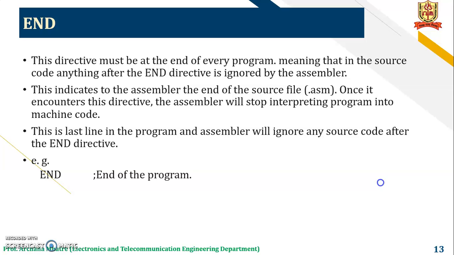Next is the end directive. This directive must be at the end of every program, meaning that for the source code, anything after the end directive is ignored by the assembler. So it is used to end the program. End directive, that is end of the program.